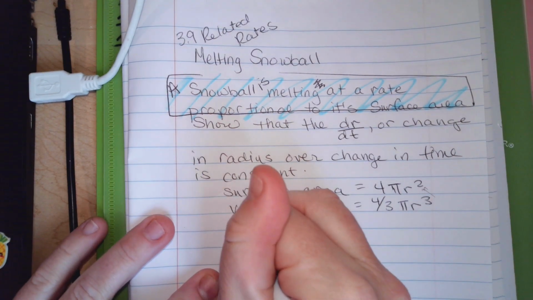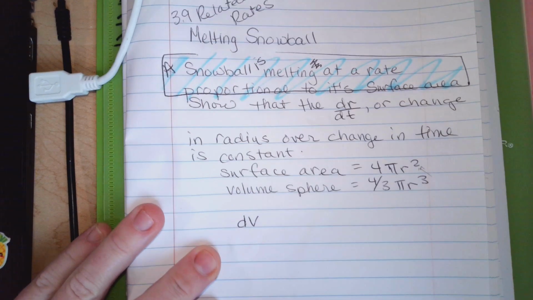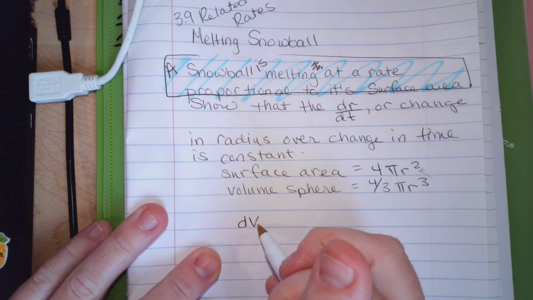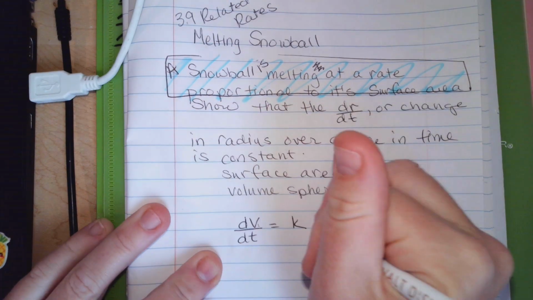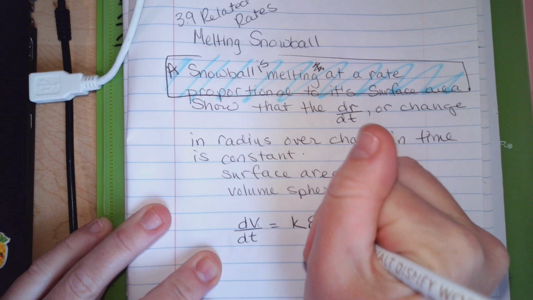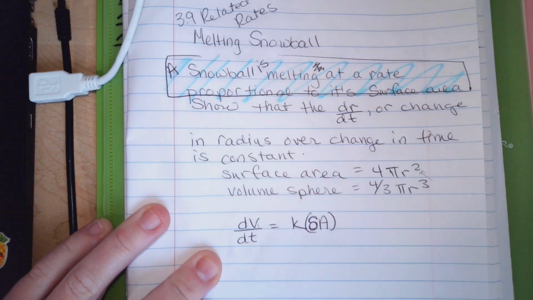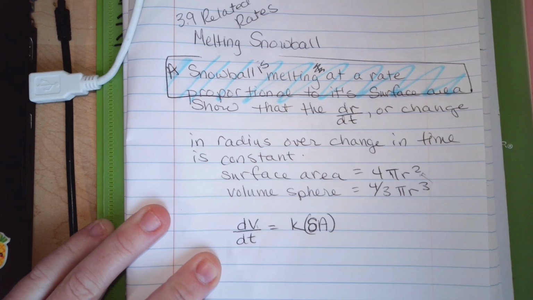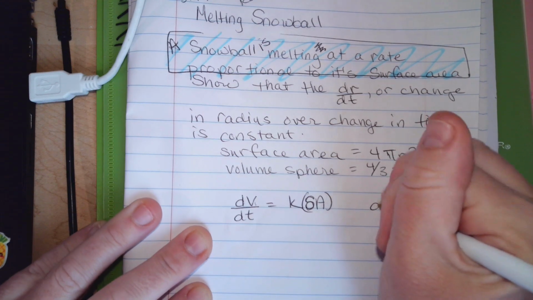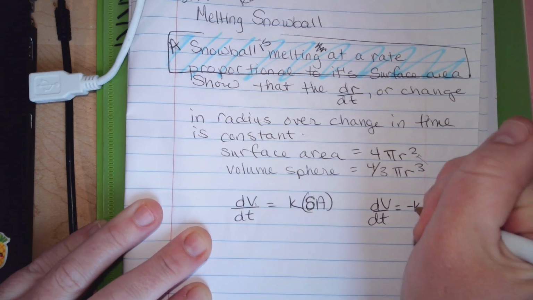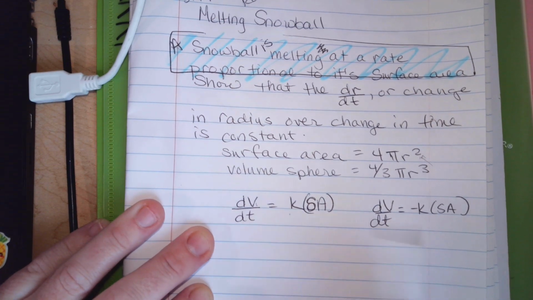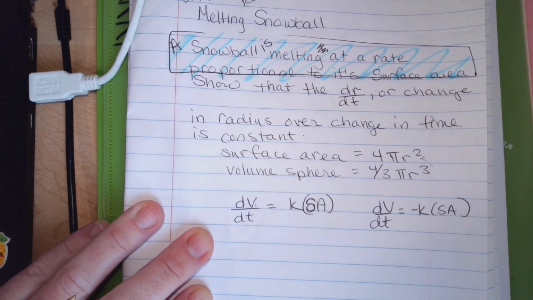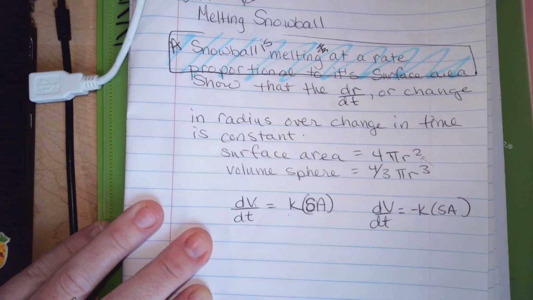And so what that means is that dV/dt, the change in volume of the snowball over the change in time, equals K SA, where SA is surface area. How do you feel about that? Some of you might say, Beth, we're melting, this should be a negative K SA. That's okay too. It'll rectify itself, whether you use K or negative K. Each one is fine. Math has a way of working out.